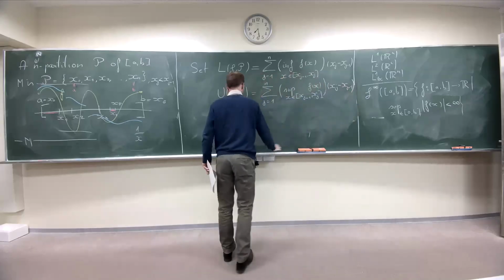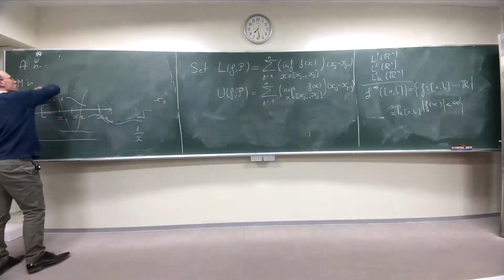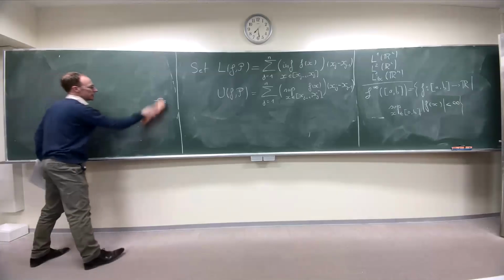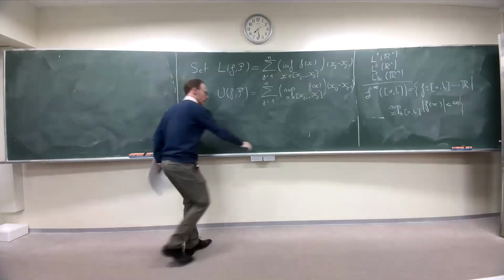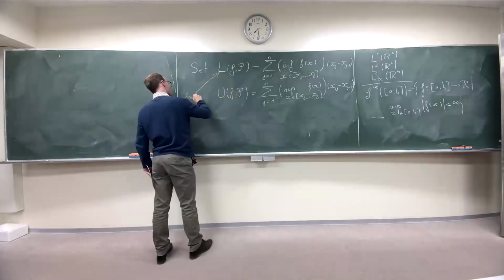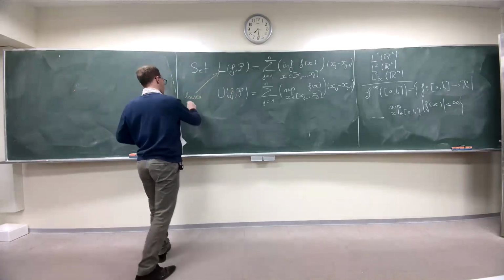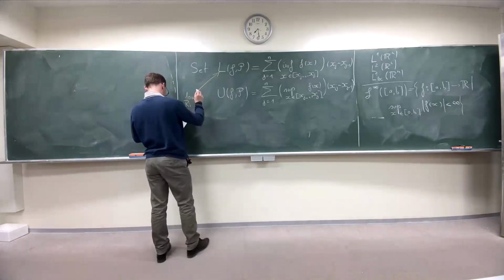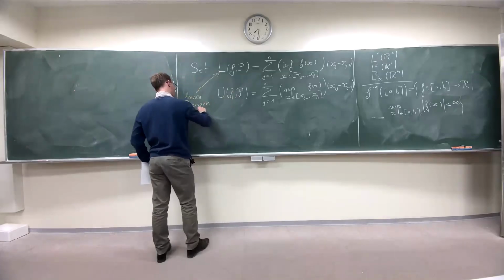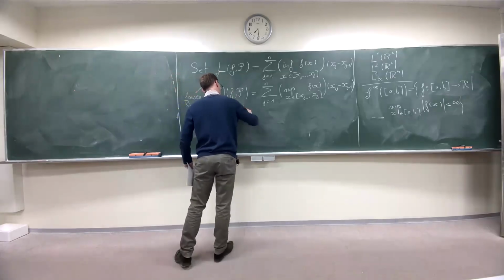Okay, so let me do this picture again. What L and U stand for: this L is for lower. It's called the lower Riemann sum, and this U is for the upper Riemann sum.